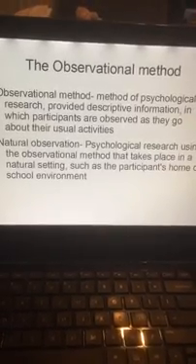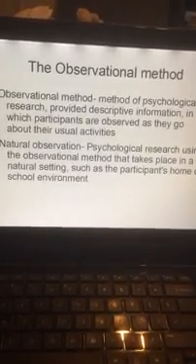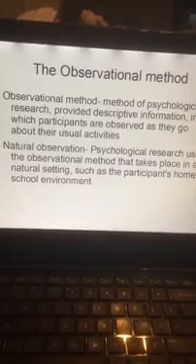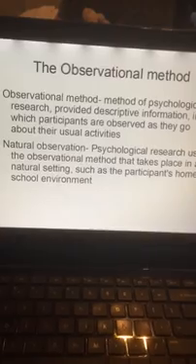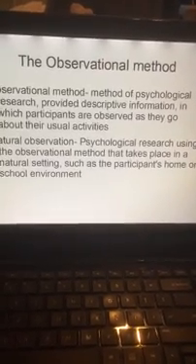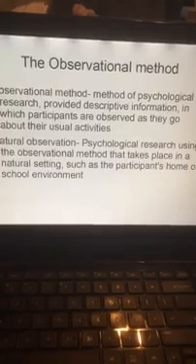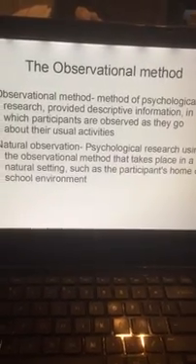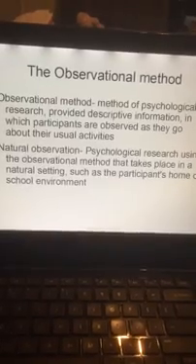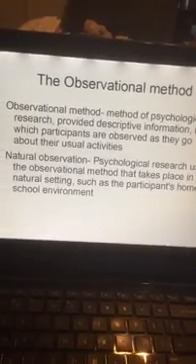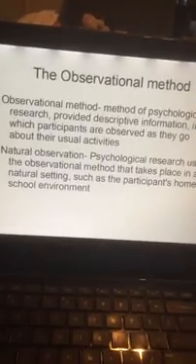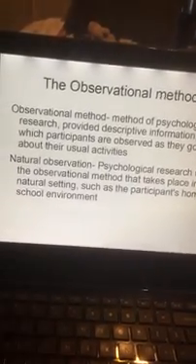Then we have the observational method. This is a method of psychological research providing descriptive information, in which participants are observed as they go about their usual activities. A type of that is naturalistic observation. It's psychological research using the observational method that takes place in a natural setting, such as the participant's home or school environment. So let's say when I get evaluated by my department head, that's going to be an example of naturalistic observation. Well, it's more of a professional observation. Naturalistic observation would actually be when I'm in the house. If I'm observing a family I'm counseling, that will be considered naturalistic observation.